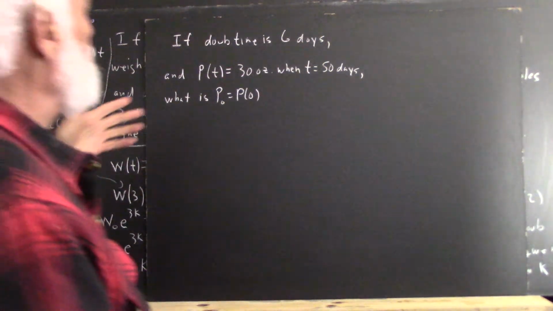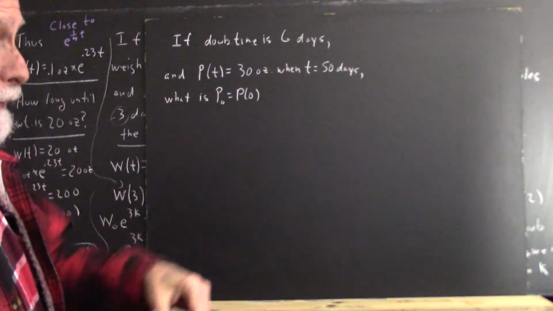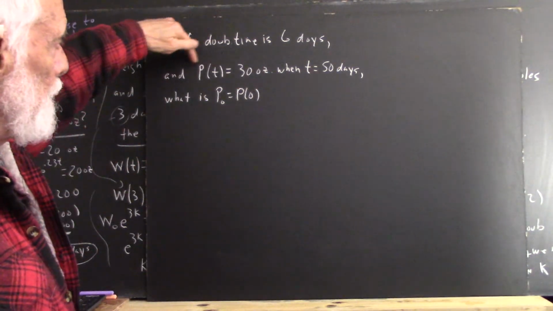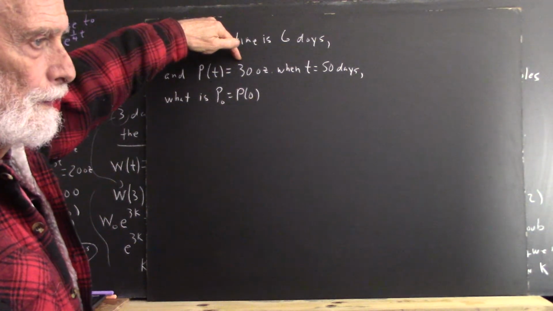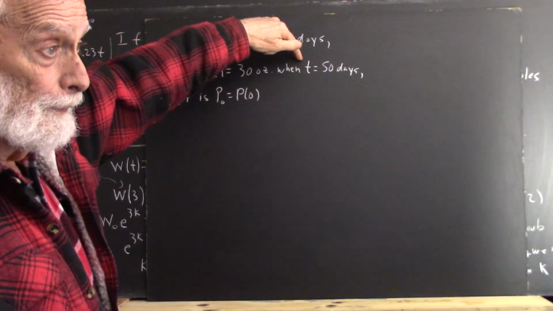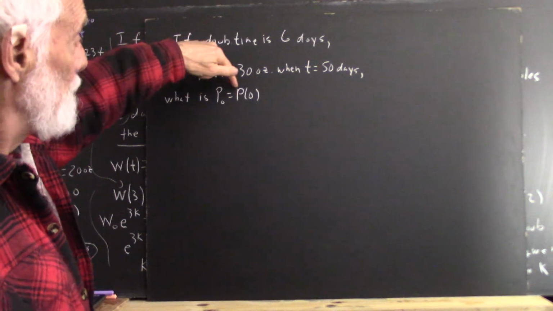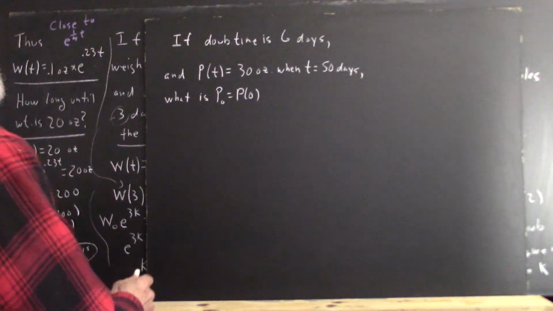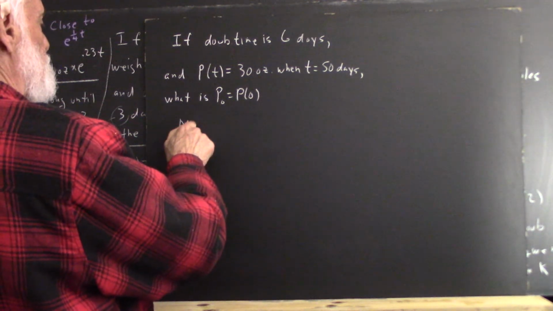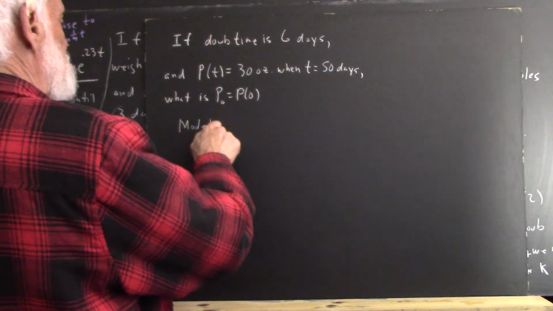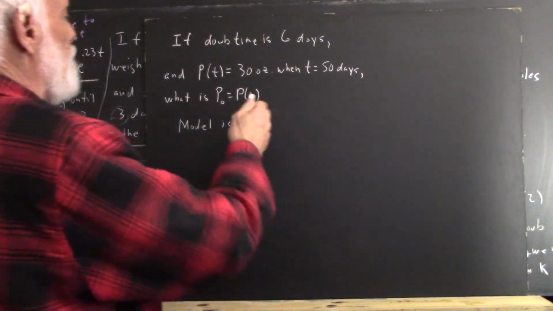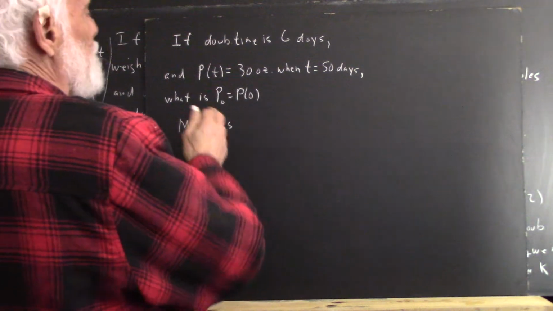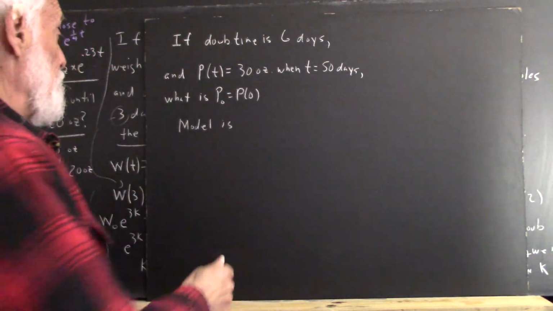So another example we might look at that might answer your question. If the doubling time is 6 days and P of t is 30 ounces when t is 50 days, what is P of 0, or P naught? Okay, so I'm using P now instead of W, but it doesn't matter what letter we use. Since I started writing P, I'm going to stick with it.